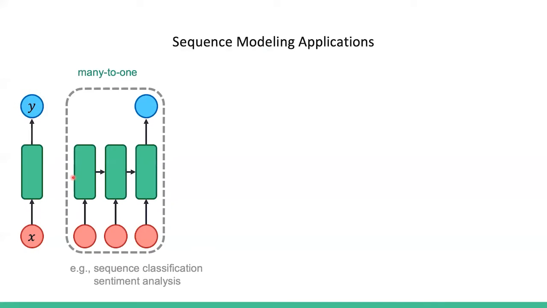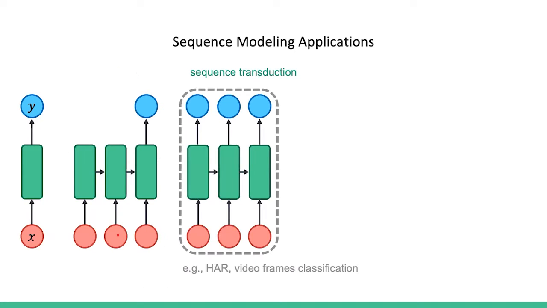but we want to deal with something more general. So we want to deal also with this type of tasks, like many-to-one, where we have an input sequence and we want to get one single output value. This is a typical example for sequence classification or sentiment analysis, where we have an input sentence and we want to give a class for the polarity of the sentence. Then we can have other examples like sequence transduction, where we have an input sequence for the model, and then we also have an isomorphic output sequence.